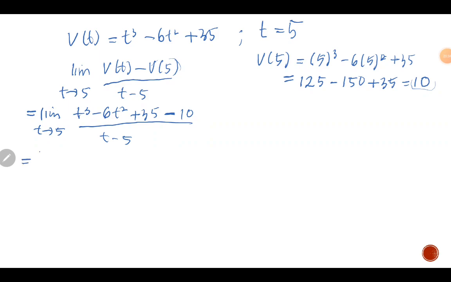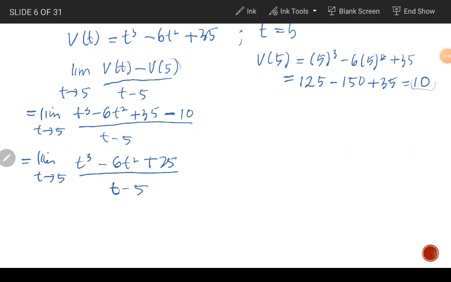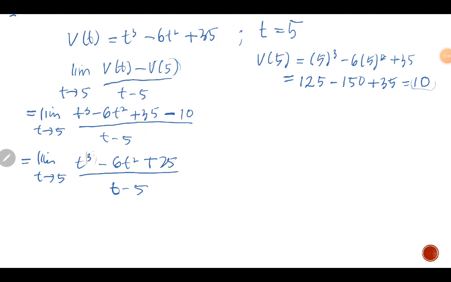So in this case, this is going to be equal to the limit as t approaches 5 of (t cube minus 6t square plus 25) over (t minus 5). Okay, this one looks a bit different, because this time it is t cube. t cube minus 6t square plus 25 over t minus 5.